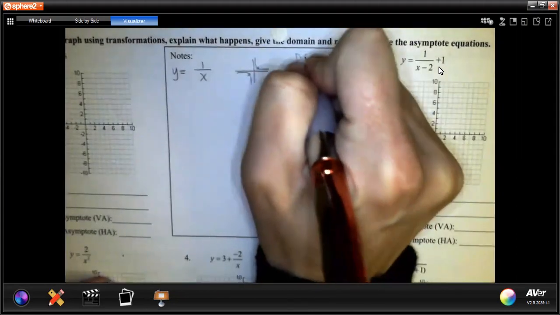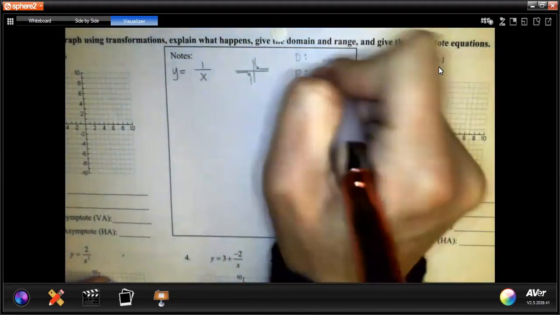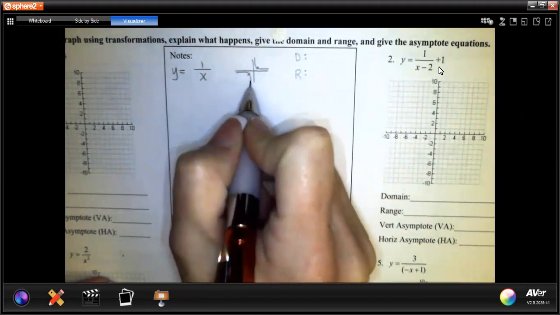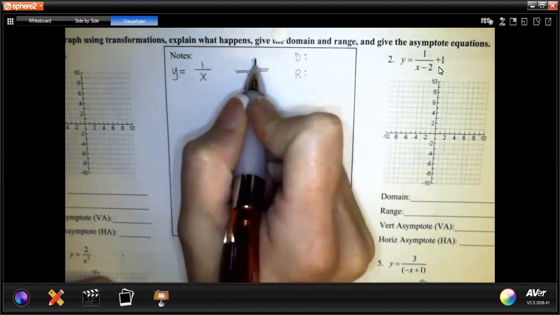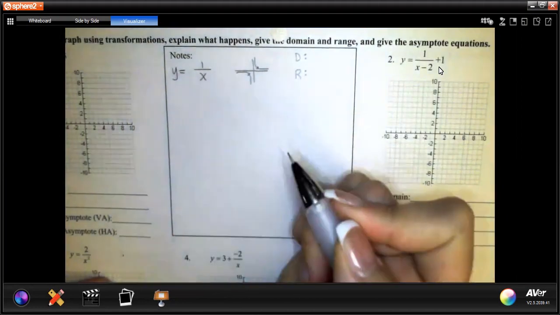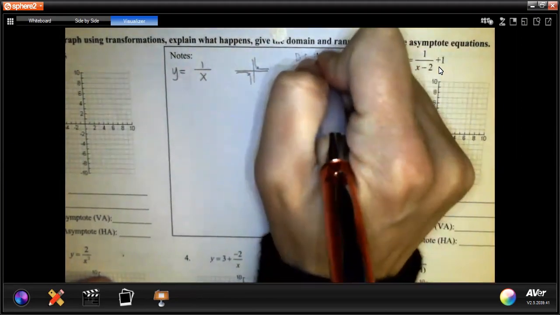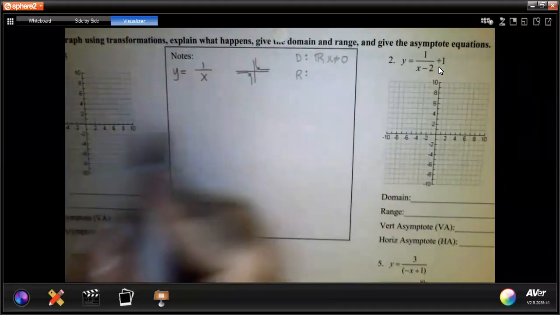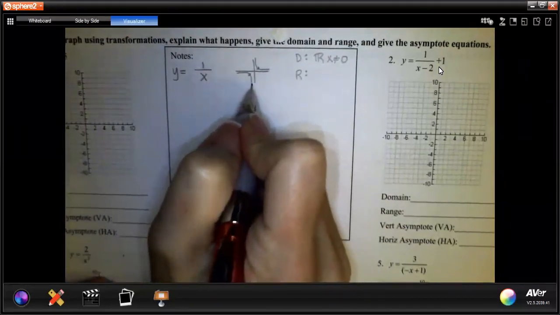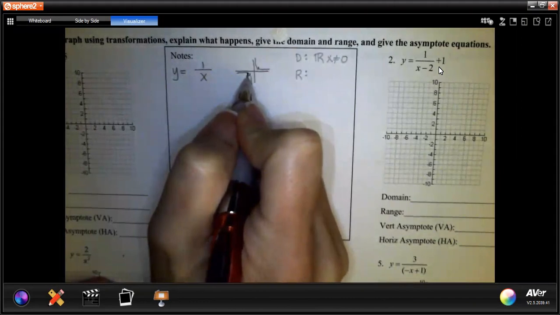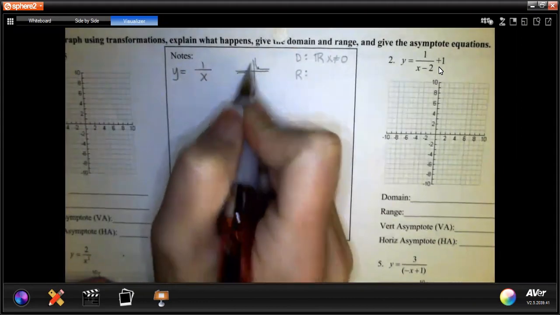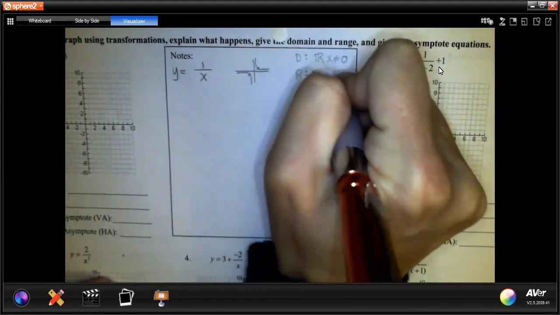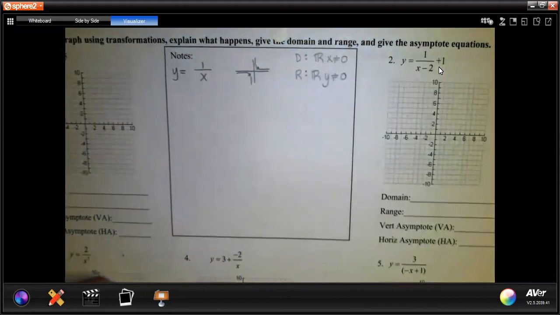When we did the domain and the range for this function, we talked about how it came from the left-hand side, got really close to the y-axis, and then it jumped over it and continued forever. So our domain would be all real numbers except for that 0. Same thing's happening on the y here. It's coming from way on the bottom, gets really close to the x-axis, then jumps to the other side and keeps going up. So our range would be all real numbers except for y being 0.